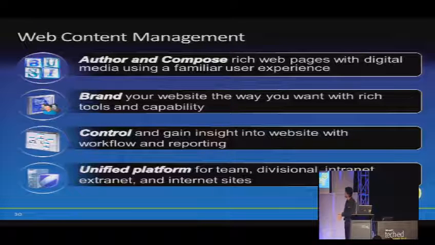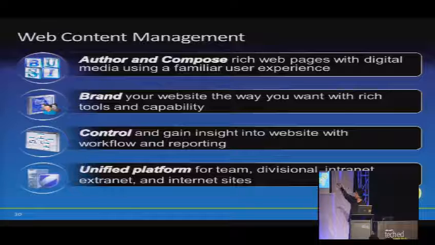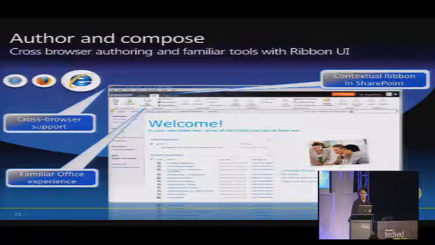So we think of this in terms of A, B, C, and then U. Author and compose, brand it, be able to control it, have a unified platform. So A, B, C, author, brand, control, and then the whole thing is unified through the usual ribbon and SharePoint style there. And here's the ribbon effectively in action.